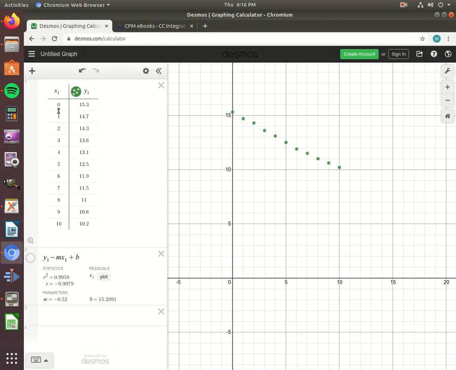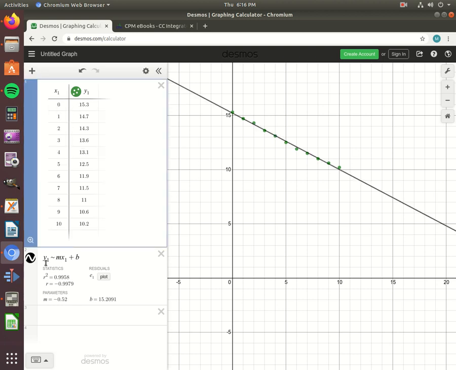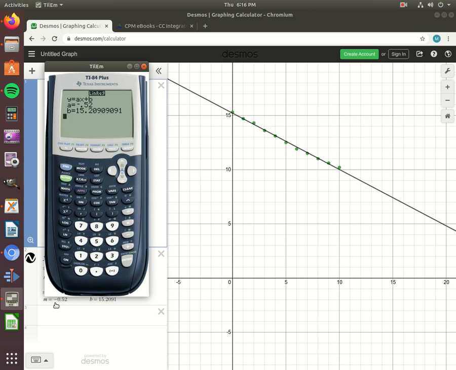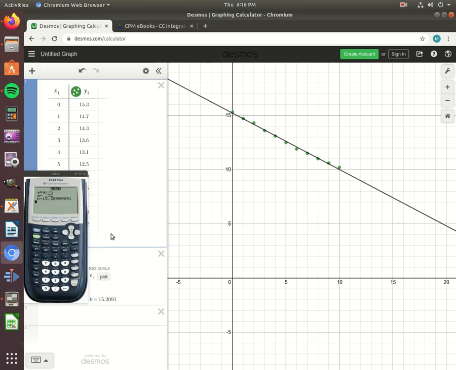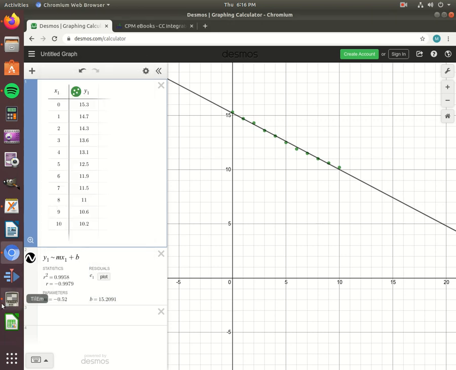If you're using Desmos, same thing. You're just going to make a table. You go here and you make a table and input all the data. And then I'm going to type Y1, this little tilde, MX1, plus B. I use Y1 because this data is Y1, and X1 because this data is X1. If your table is X2 and Y2, you would put Y2 and X2 here. It doesn't matter. And it does it for me. You can see I have the exact same equation. My slope is negative 0.52. My y-intercept is 15.209. So the math is the same. It doesn't matter if you're using Desmos or the calculator.